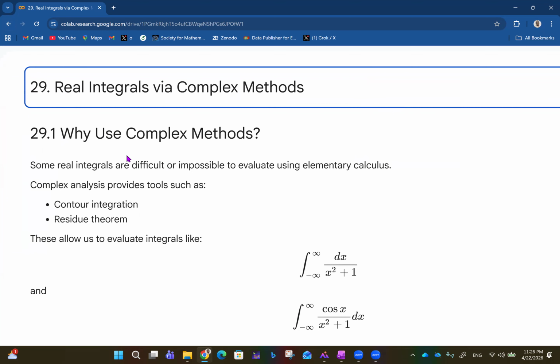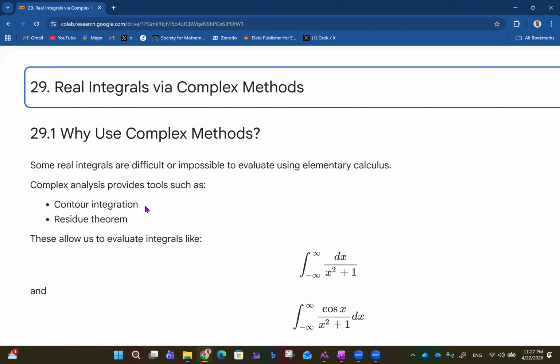First question is, why do we use complex methods in the first place? For integrals, from residue theory we did in the last video, you already see that what would have cost you more time and more effort, you could use the residue theorem to take care of some complex-looking integrals. So some real integrals are difficult or impossible to evaluate using elementary calculus. That's one thing. Complex analysis provides tools such as contour integration and the residue theorem.